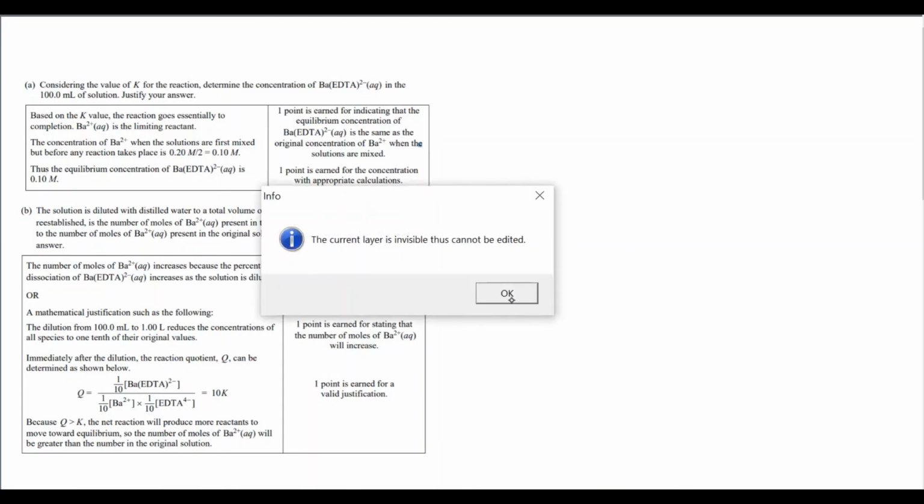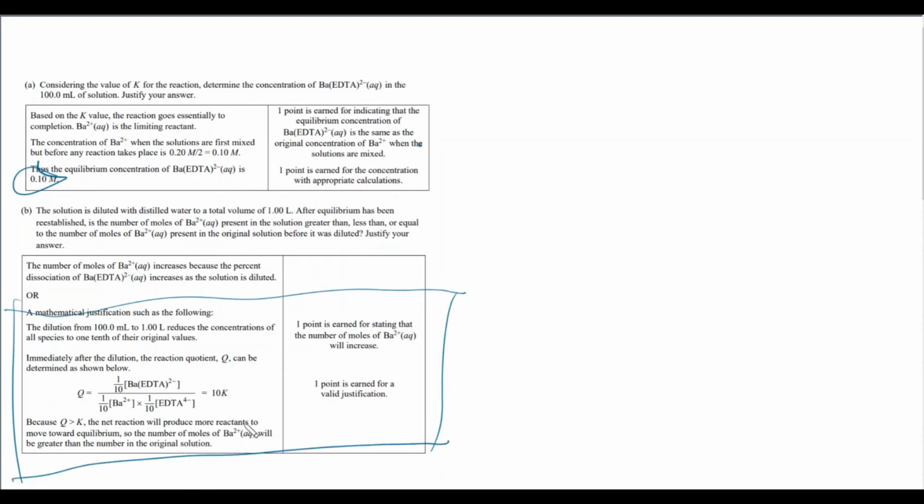Now let's take a look at the answer keys to see if you want to look over things. So for 1A, 0.1 molar was the correct number, and we did a great job doing that. And look at B. I used this explanation right here to explain the fact that more Ba2+ will be formed than in the original solution. And this is based on that simple fact. So read that over if you're kind of confused, and let's move on to question 2.